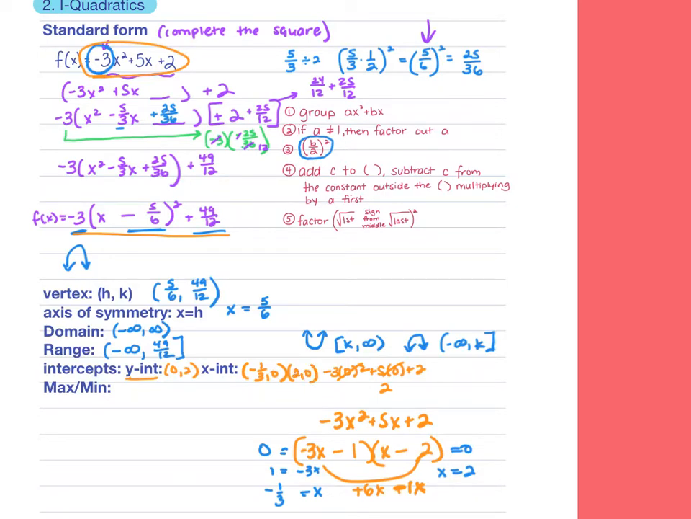Remember, intercepts are in coordinate point form. All right, last up on this one is your max and min. If your parabola points upward, then you're going to get a minimum value. If your parabola opens downward, it's a maximum value. Both of them are just the k's. So in this case, because it points down, I have a max value, and the max value is just my k, which is 49/12.